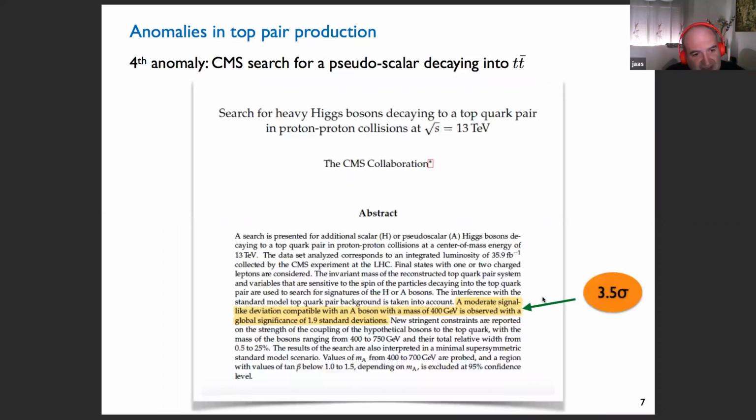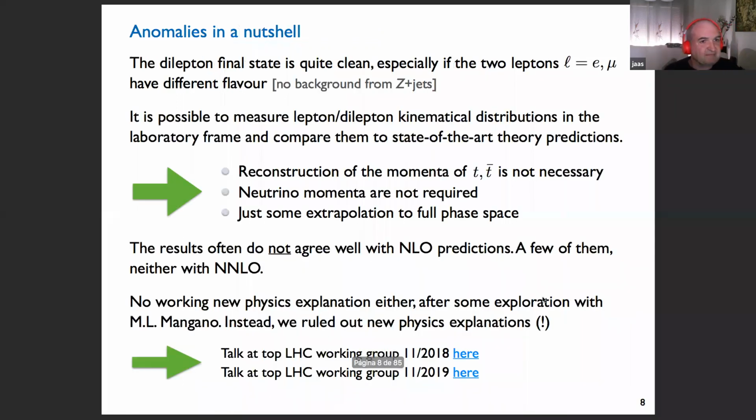And the fourth anomaly is one that some of you like, an excess in a search for a pseudo-scalar decaying into t t-bar. In the abstract, they say a moderate deviation, 1.5 sigma global significance. If they quote the global significance, it's because the local significance is high. And when you go and look, it's 3.5 sigma, which is something to look at.